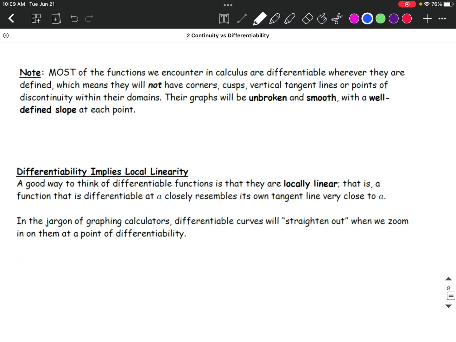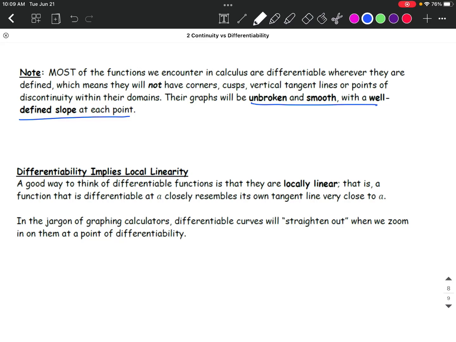Just a couple of little notes here at the end. Most of the functions we encounter in calculus are differentiable wherever they're defined, which means they don't have corners, they don't have cusps, vertical tangent lines, or points of discontinuity. Their graphs will be unbroken, smooth, with a well-defined slope at each point. Smooth, rounded, continuous curves. We love them.